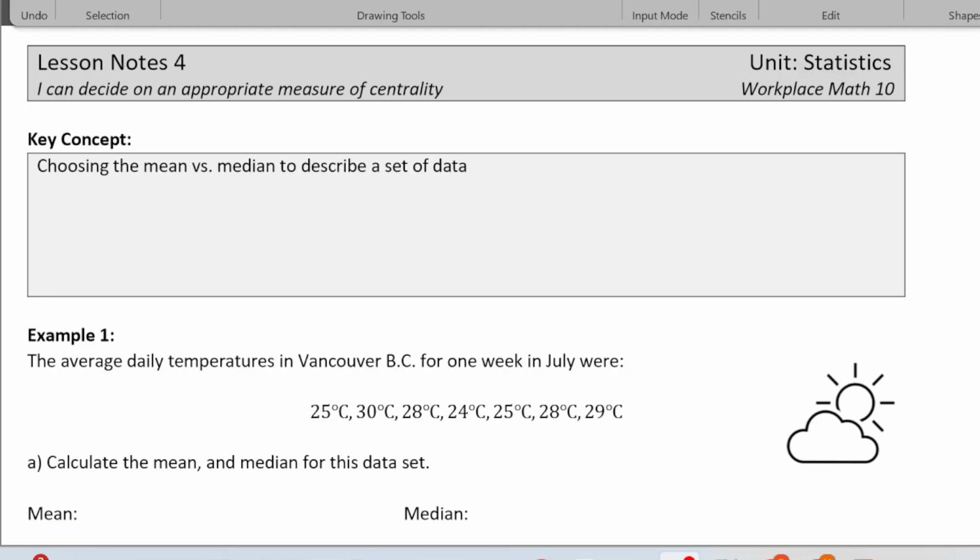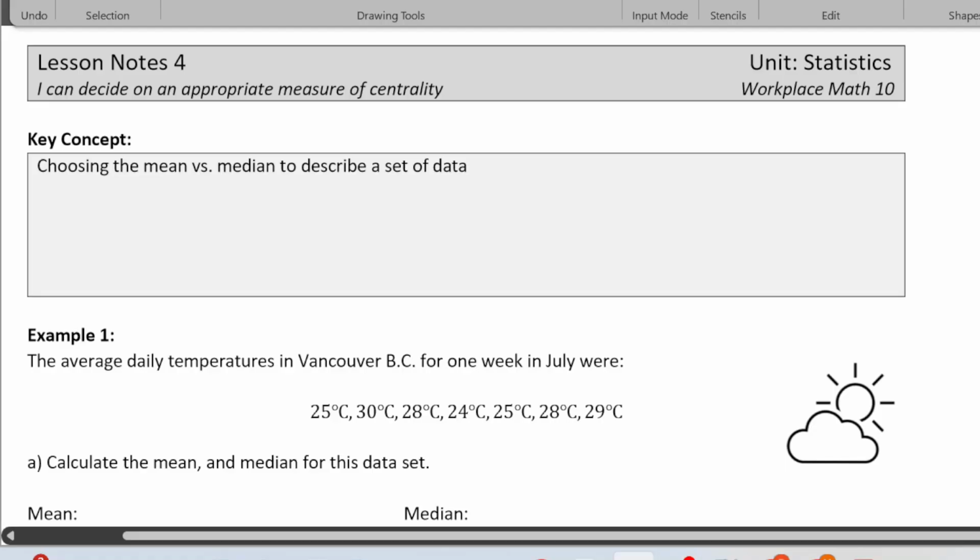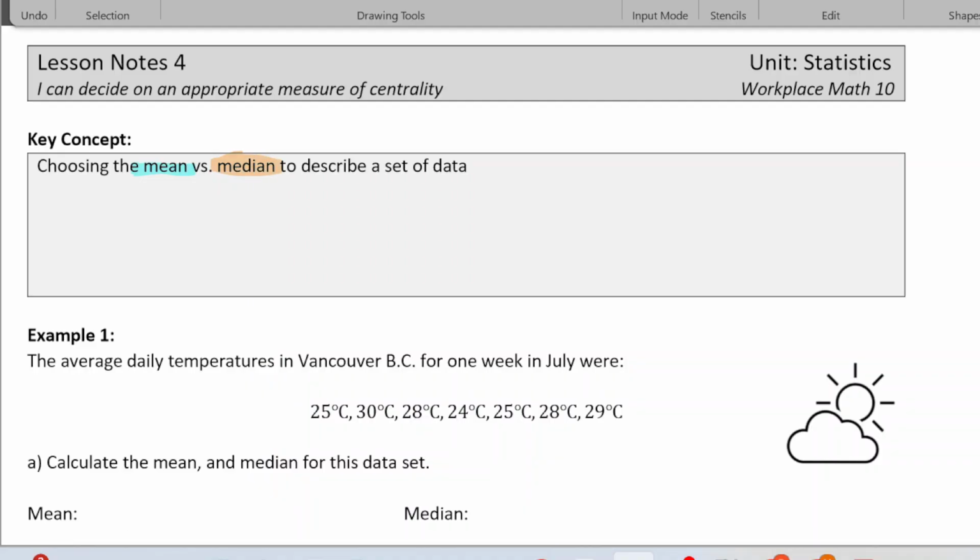All right, last lesson we're going to do here, lesson 4 in the statistics unit for Math 10, is deciding on an appropriate measure of centrality. So whether we should choose the mean or the median to represent our data set. What we learned in the last lesson is that you want to choose the mean. The mean is great, and we use it a lot if there are no outliers.